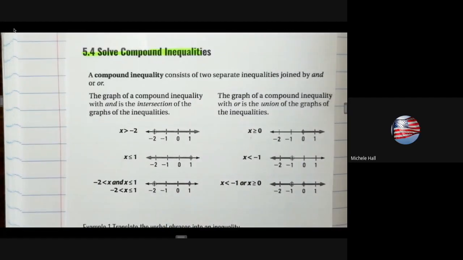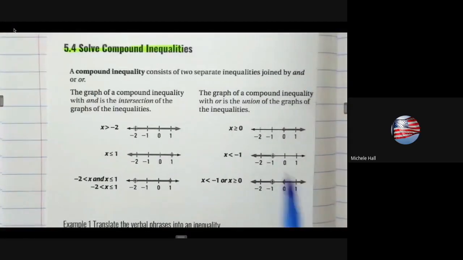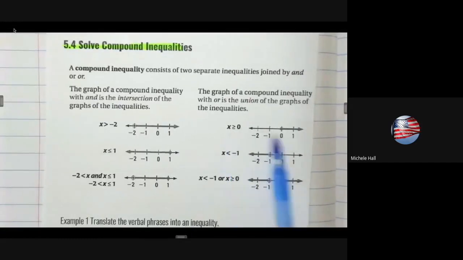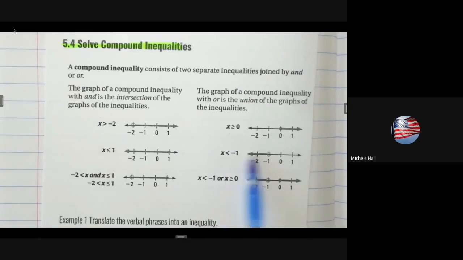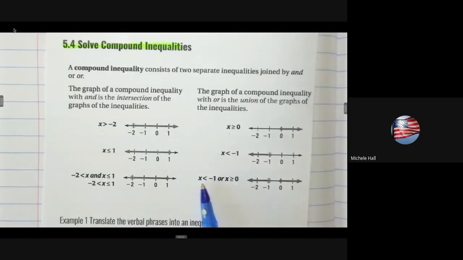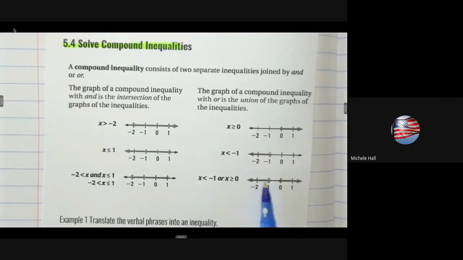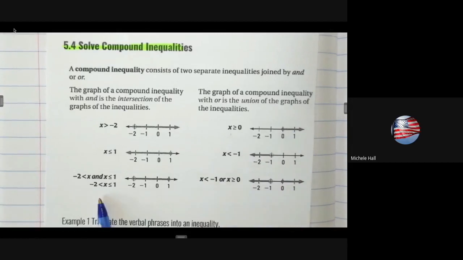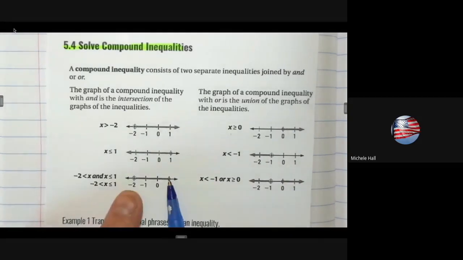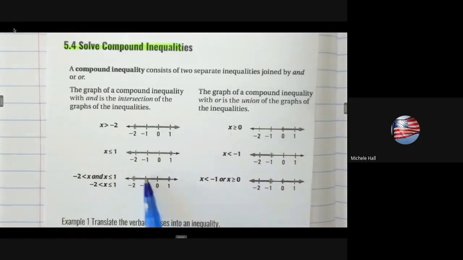We also have "or." We can see that x is greater than or equal to 0. x is less than -1. This would be x is less than -1 or x is greater than or equal to 0. They're going in opposite directions here. In the "and" case, they're coming in together and meeting at the middle. It's everything in between there.